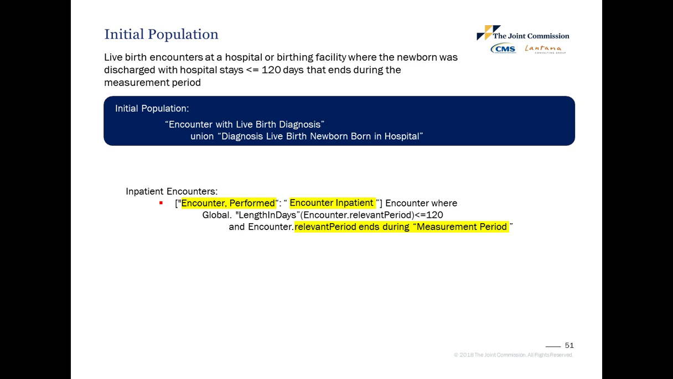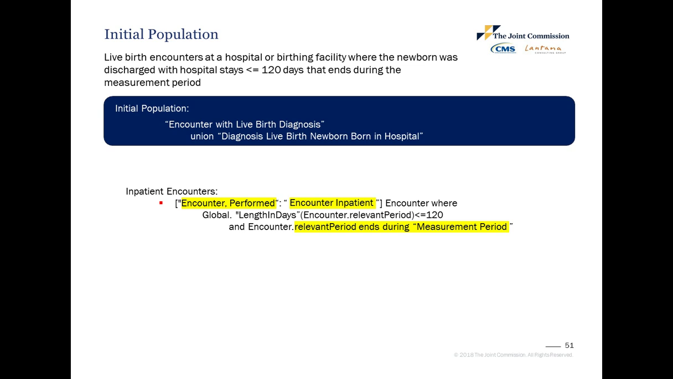On slide 51 here, you can see we have the inpatient encounters defined statement that is used to build both definitions of the initial population, the encounter with live birth diagnosis, and the diagnosis live birth newborn born in hospital. Starting with the first line of logic, the encounter performed data type is used to define the inpatient encounter. For this measure, a patient must have one of the encounter codes listed in the encounter inpatient value set. Following the brackets is the alias name encounter. The alias is used to reference elements or primary source in subsequent clauses or pieces of logic.